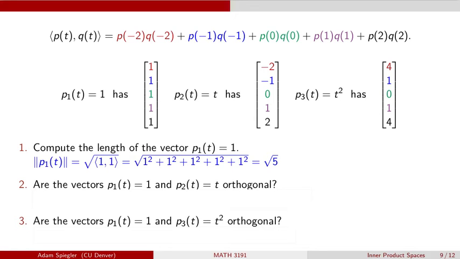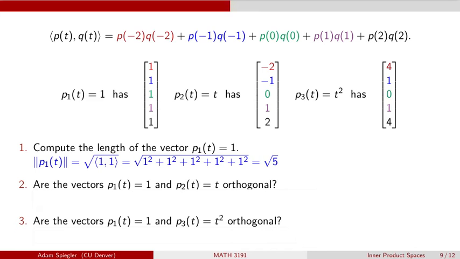That might seem weird. This polynomial p1 of t, which is equal to 1, you might think should have length 1, but actually its length is the square root of 5. And if we define a different inner product on this space, then it's very possible that we could get a different length, even though we haven't changed the polynomial itself.